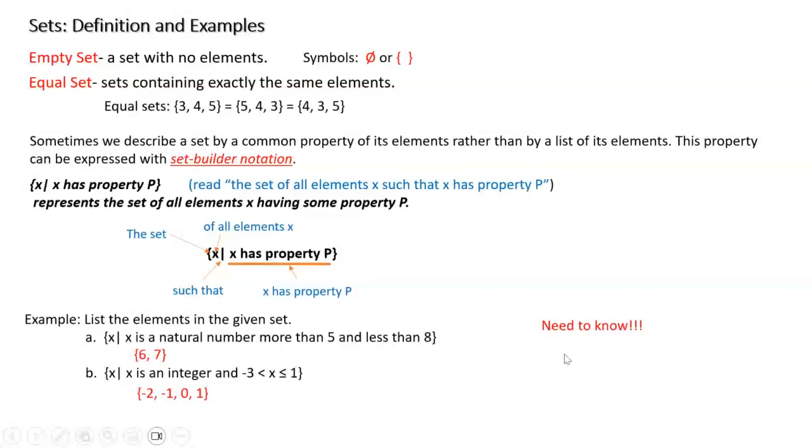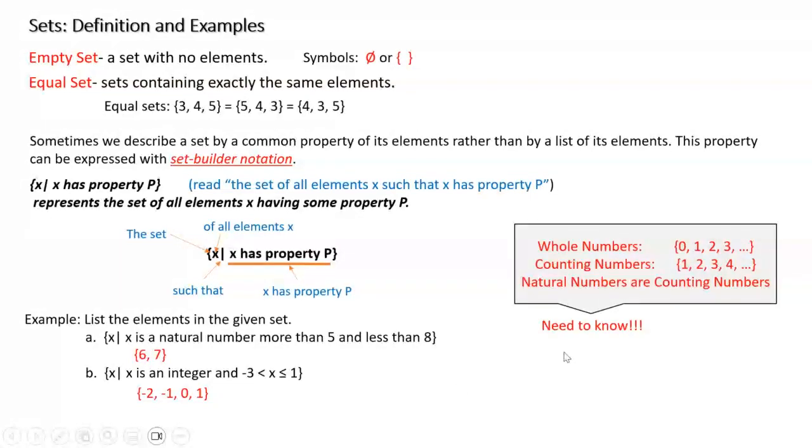Okay, now here's what you need to know. Whole numbers go from 0 all the way to infinity. And counting numbers are also natural numbers. They begin with 1 and go all the way to infinity. That's something that's key, because if you don't know what they are, you're not going to be able to answer those particular questions.